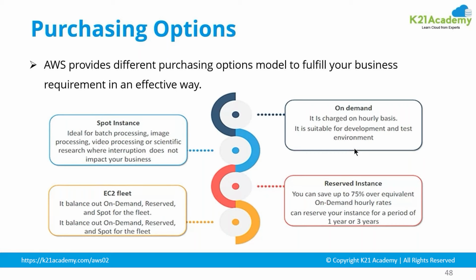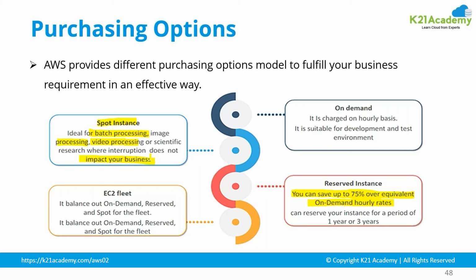If everything goes well, you can go to the reserved model, wherein you can save up to 75% of the overall cost as compared. Or if you have got some kind of video processing, batch processing kind of environment, then you can go for spot instances, which can help you to save even up to 90% of the cost. But the workload that you choose to run on spot should be a kind of workload which can tolerate interruptions.